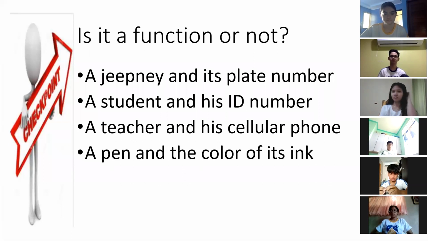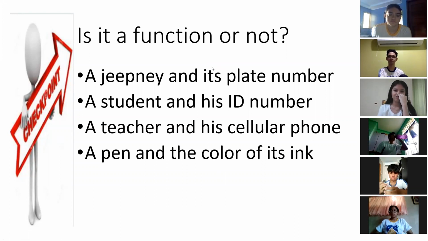A teacher and his cellular phone. This is now a relation, since a teacher could have multiple cellular phones. It could be that a teacher could have an iPhone and a Samsung at the same time, or another teacher could have a Huawei and an Oppo at the same time. That being said, a teacher could have multiple phones, making the third example a non-function. This is just a mere relation.